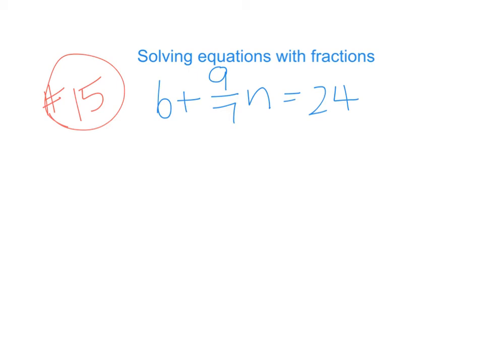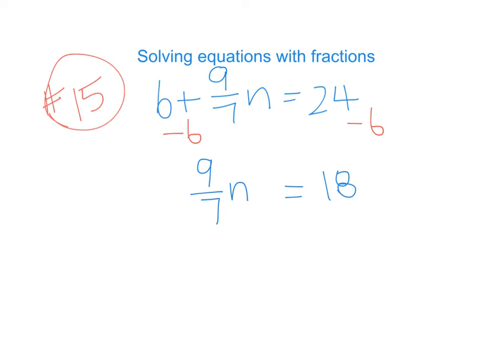The first thing I'm going to do is, this is positive 6, because we look at the sign in front. So what I'm going to do then is subtract 6 from both sides, because that was a positive 6, and so I need to subtract that from both sides. Simplifying the next line, the 6 minus the 6 goes away, and I'm left with 9 over 7n equals 18.